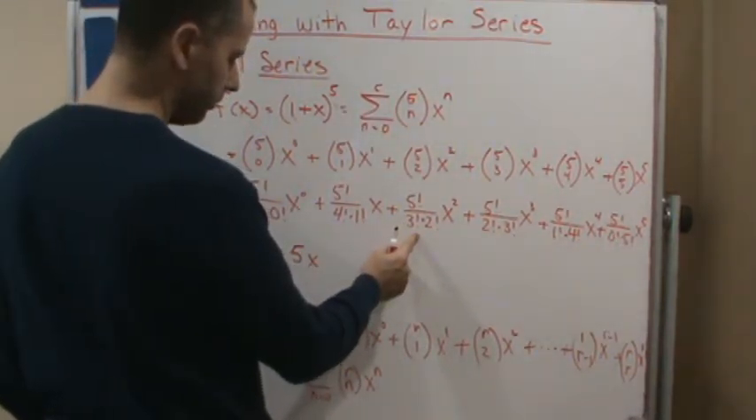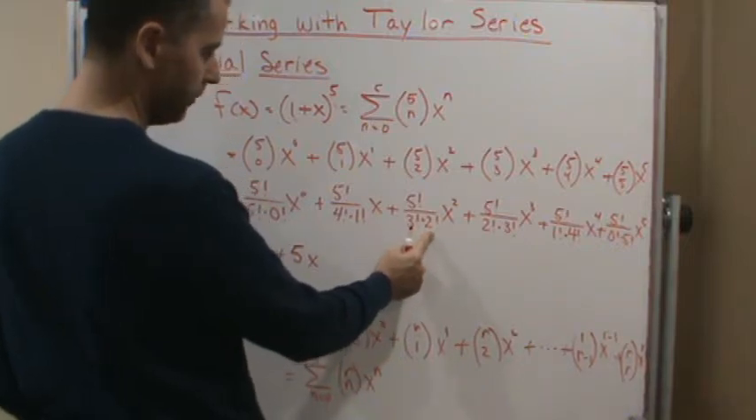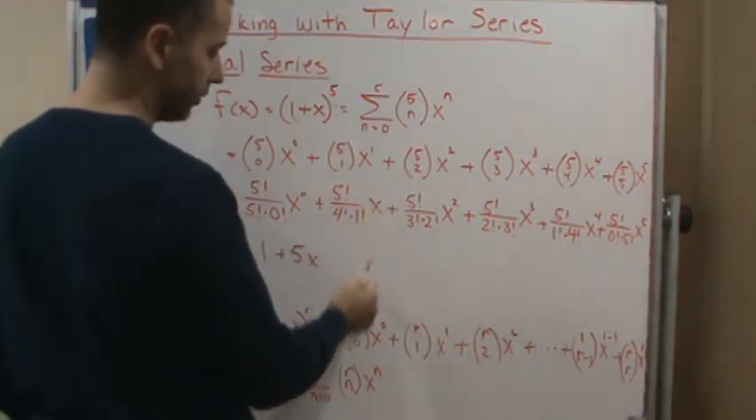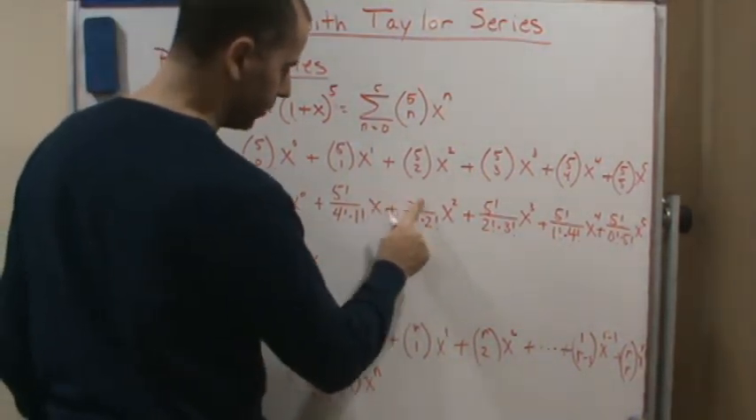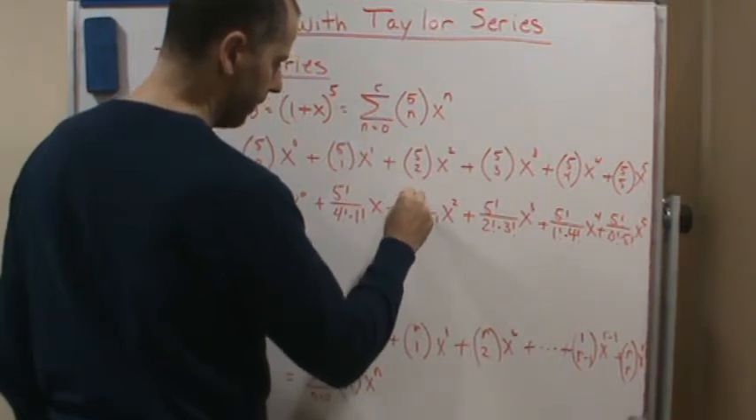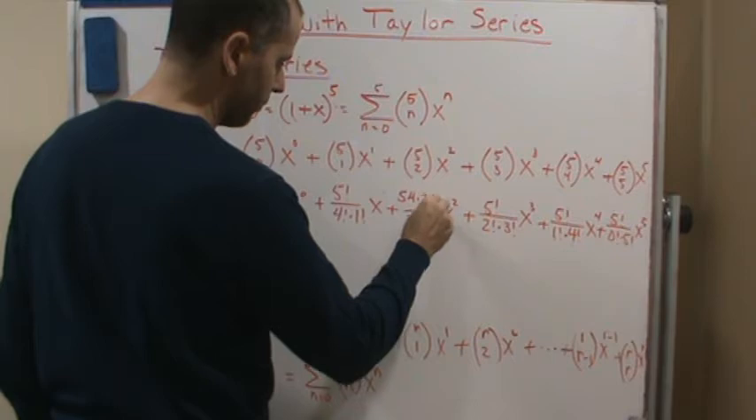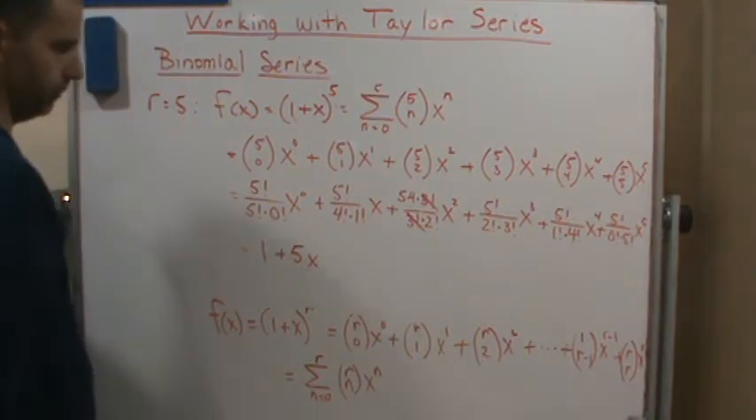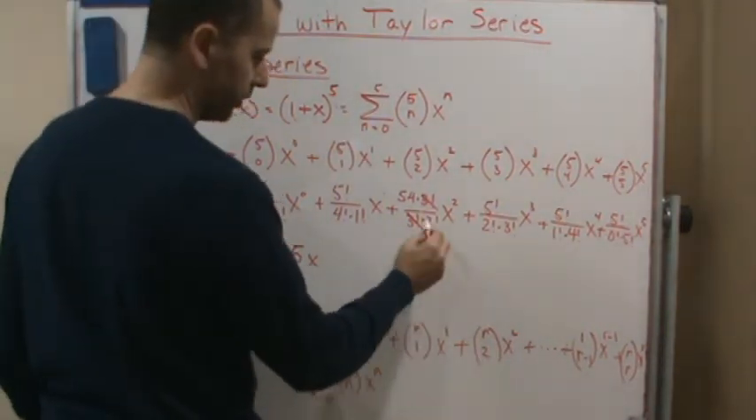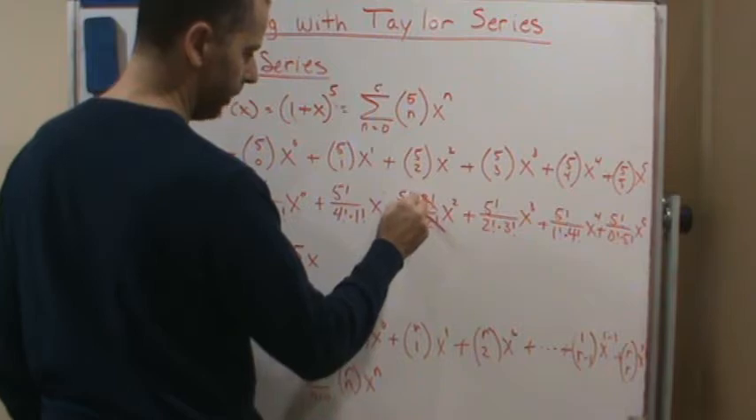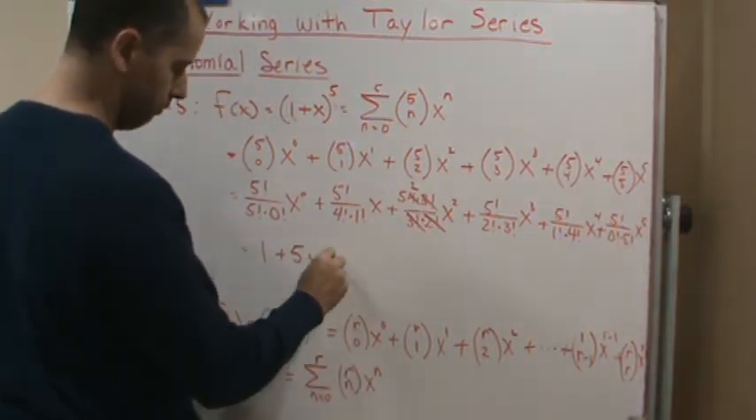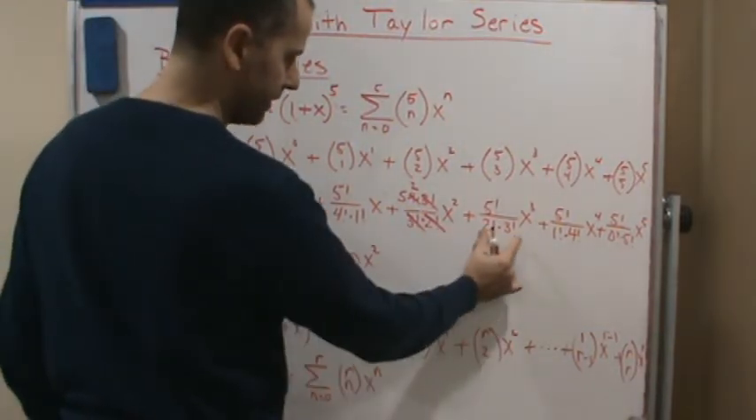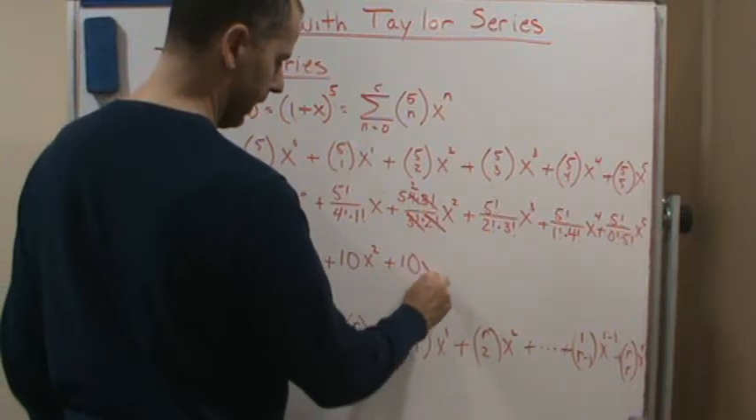This here is 2 factorial, which is 2. 3 factorial is 6. 5 factorial is the same as 5 times 4 times 3 factorial. And so this 3 factorial cancels with this 3 factorial, and then this 2 factorial is just 2. So 20 divided by 2 is 10, and so we get 10x squared. By the way, this is the same as this, so we get plus 10x cubed.